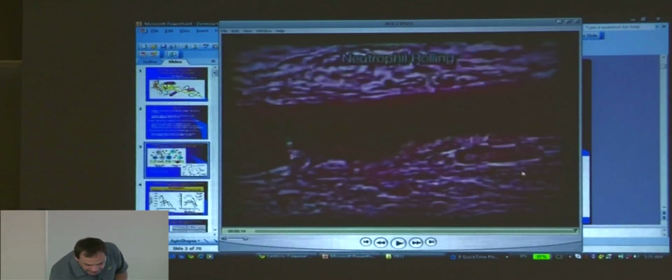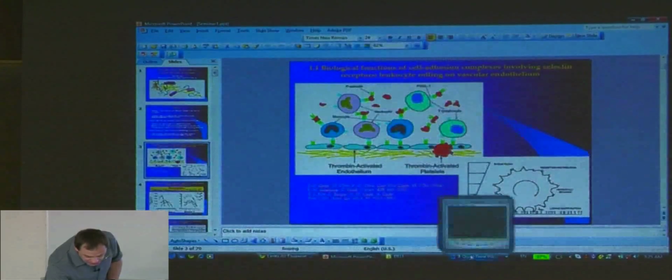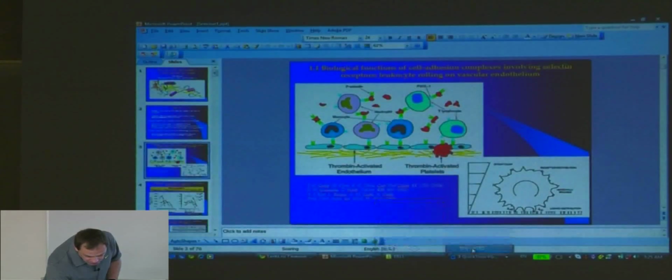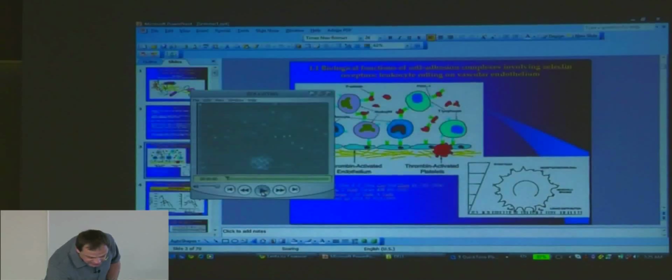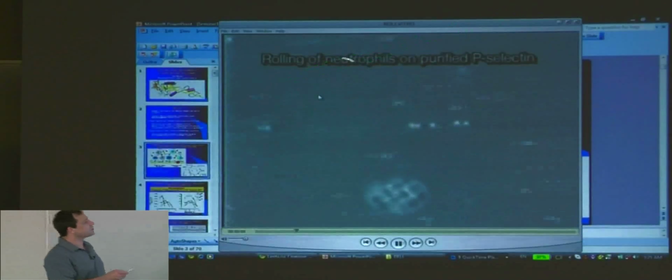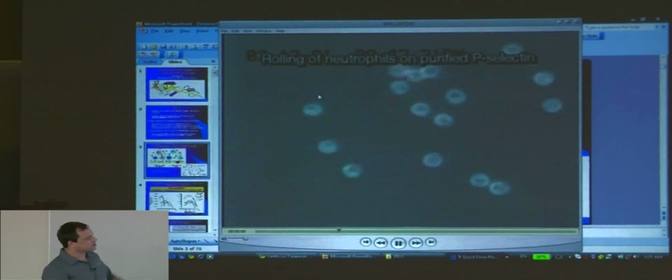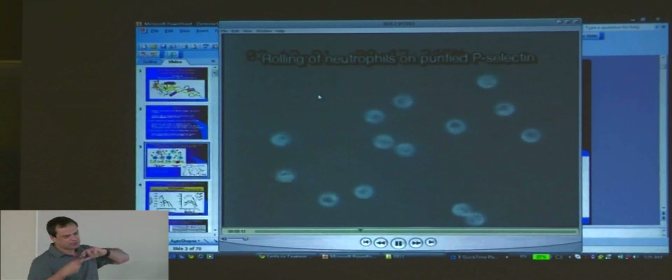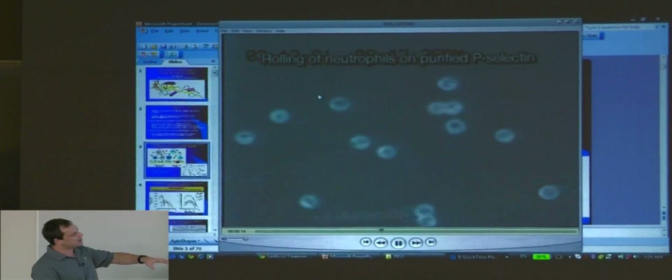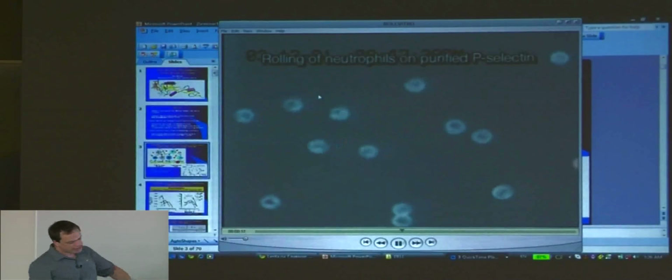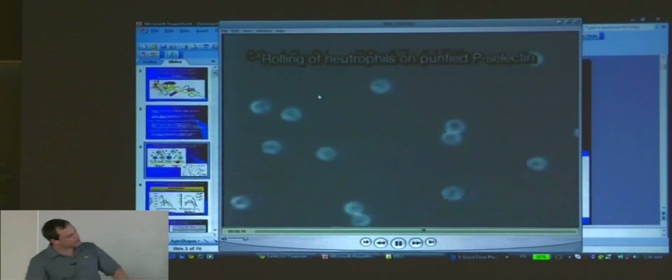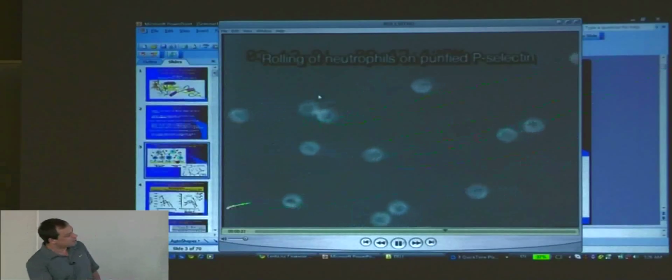Okay, so now this is the in vivo experiments, and then one can also do in vitro experiments. And so this is the movie of rolling in vitro. These are the neutrophils. They have been extracted from blood, and then they're put in the chamber, and then there's a flow of liquid. And you see that some of them are flying by.